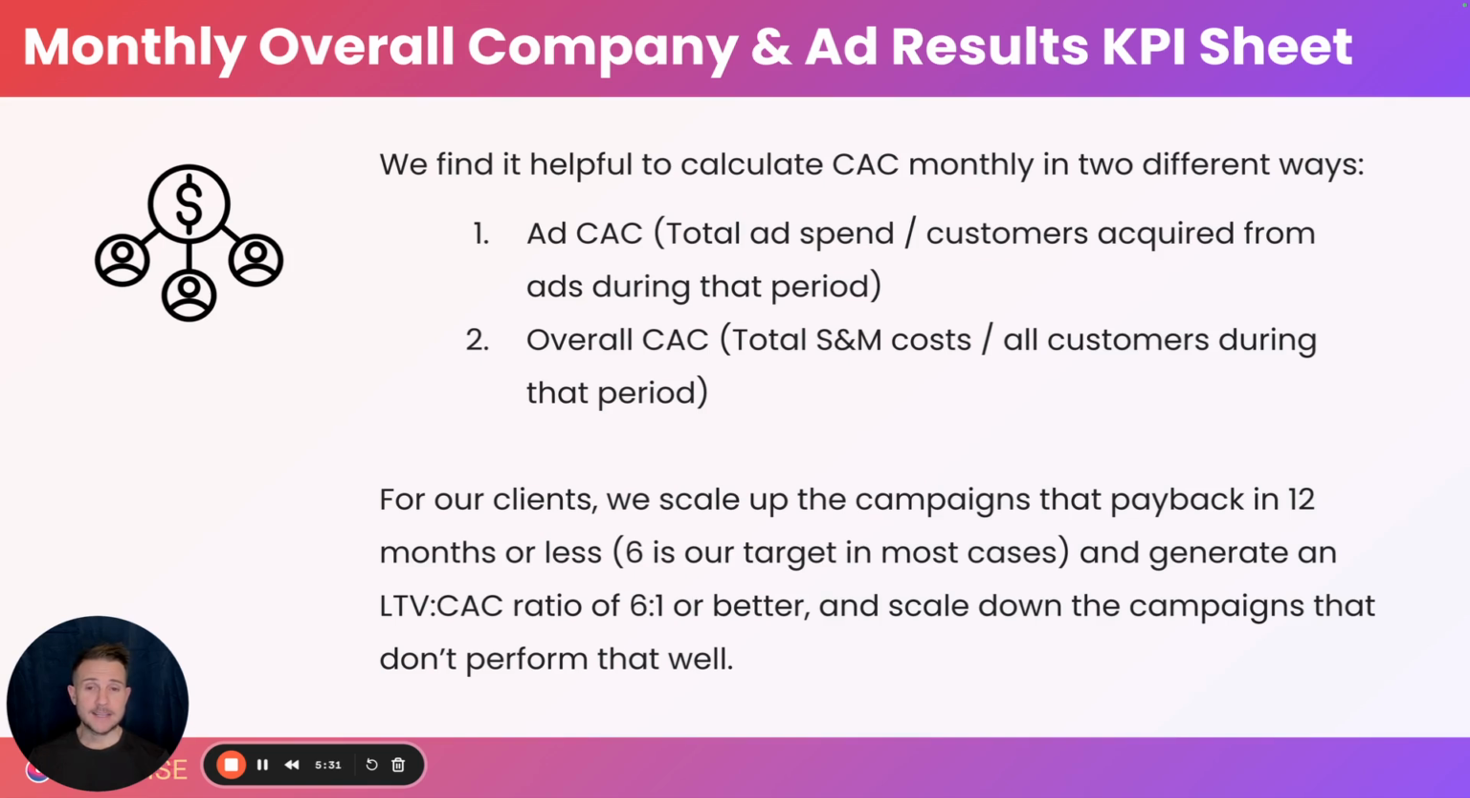We calculate CAC every month based on two different measures: ad CAC, which is total ad spend divided by customers acquired from ads during that period, and then overall CAC, which is total sales and marketing costs divided by all customers during that period. They tend to be about the same. Why? Because your total ad spend is going to be lower than your total S&M cost once you add in the cost of your sales team. But of course, the denominator, all customers acquired, is always going to be higher than the customers acquired just from ads. So even though the numerator and the denominator are bigger, the division ends up being pretty similar.